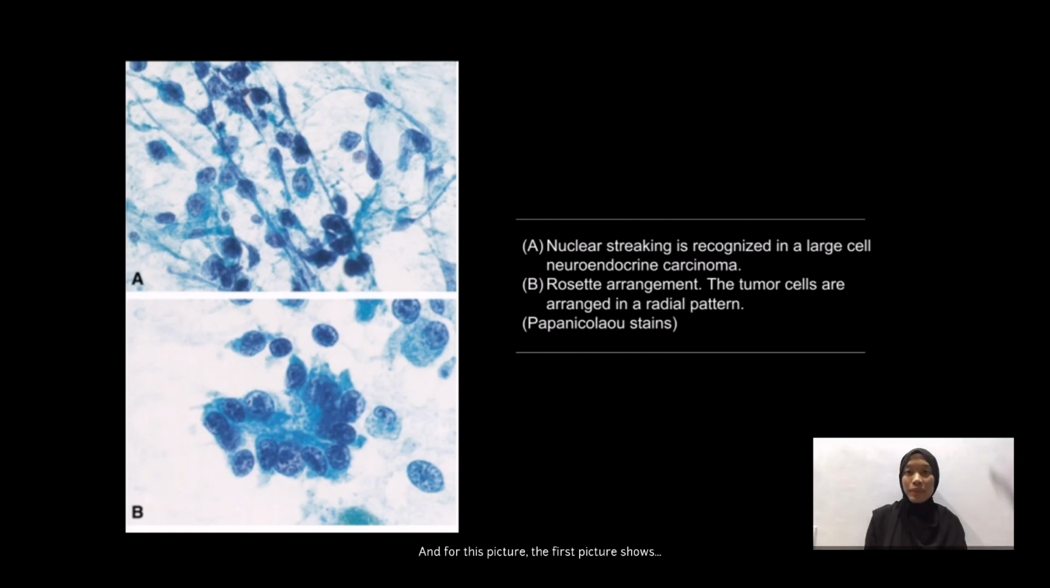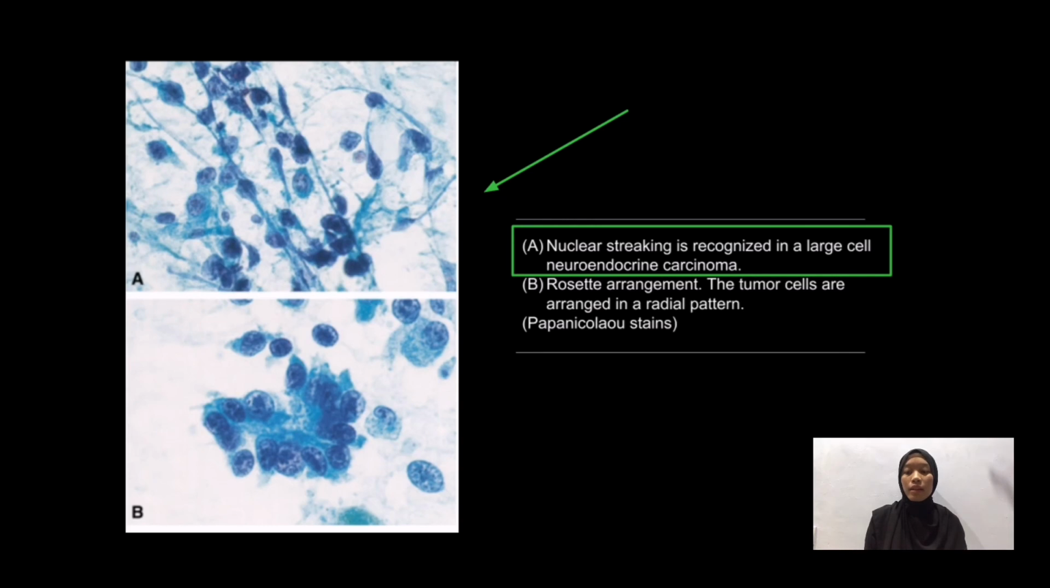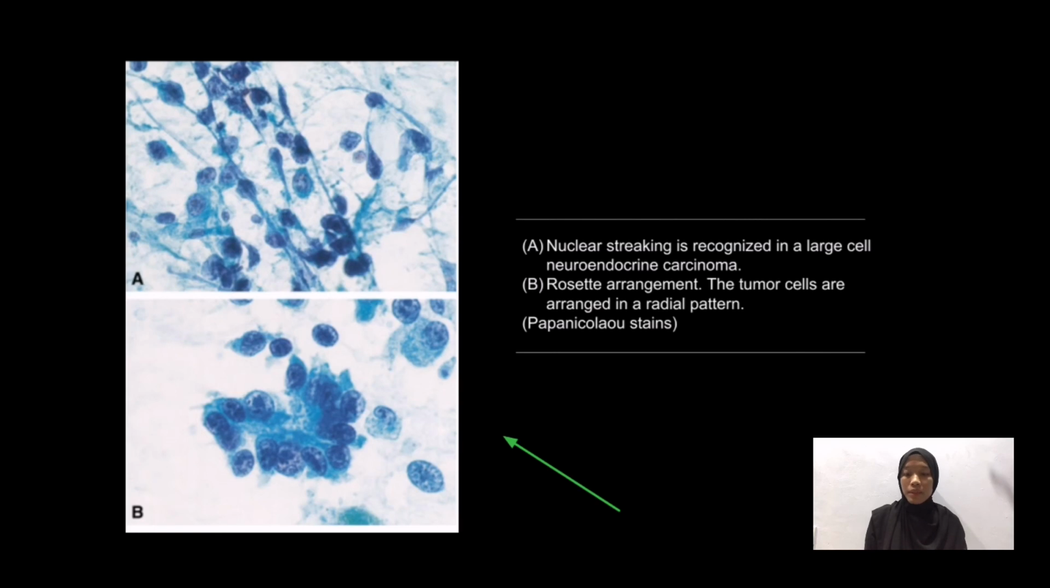And for these pictures, the first picture shows nuclear streaking, which is recognized in large cell neuroendocrine carcinoma. And the second picture is rosette arrangement. The tumor cells are arranged in a radial pattern.